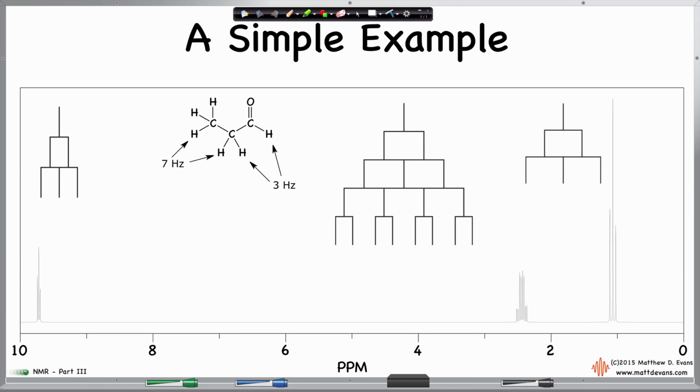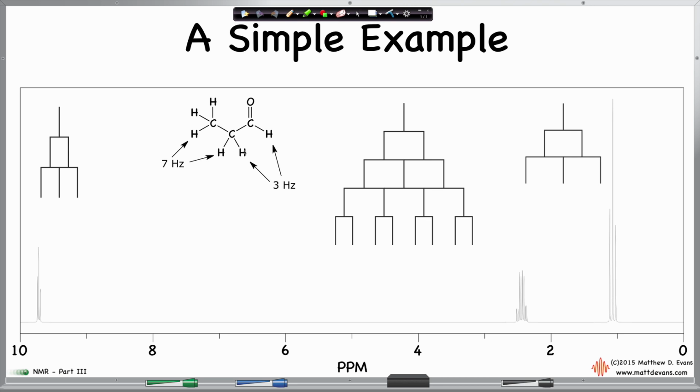Now here's what I'm calling a simple example. You may not find this so simple. When you first look at this molecule, this is propanal. It's an aldehyde, and it's got a methylene group here. These values that you see here are called coupling constant values. These are normally things I look up in a table. What I found in the table is that the coupling constant between this hydrogen and this hydrogen is 7 hertz. That's a value you typically see associated with coupling constants.